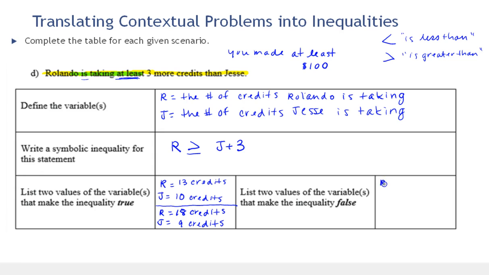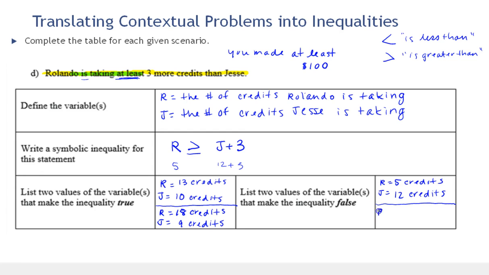Let's find some that make this false. Now, I want to not cheat, but do the easiest one I can think of. Okay, so since Rolando is taking at least 3 more credits than Jesse, I know that Rolando's credits are not less than Jesse's. So if I say Rolando is 5 and Jesse is taking more, say 12, I know this absolutely cannot be the case. And we can verify this if we put it in here, 5. This would be 12 plus 3. 5 is not greater than or equal to 15, so that's not true.